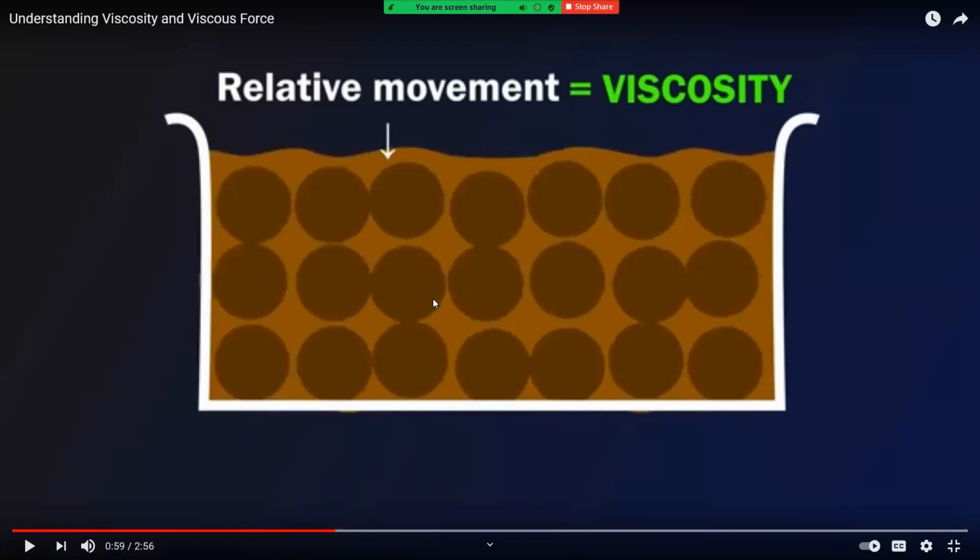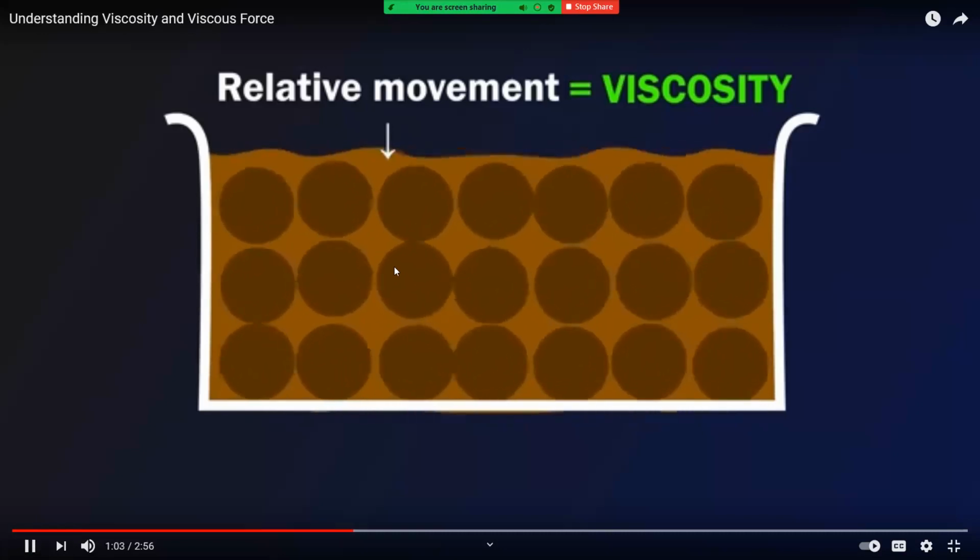If we compare water and oil, both are liquids. But if we compare both at the same temperature, let's say 50 degrees Celsius, water would have higher movement than oil because water would have less viscosity. That means water molecules have less attraction force compared to oil. That is viscosity.